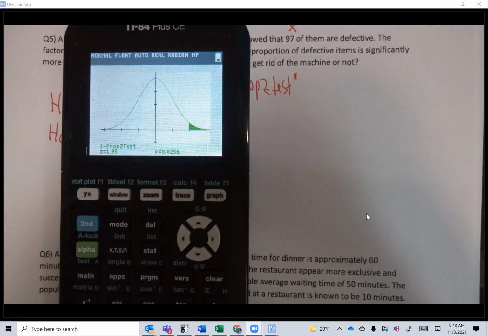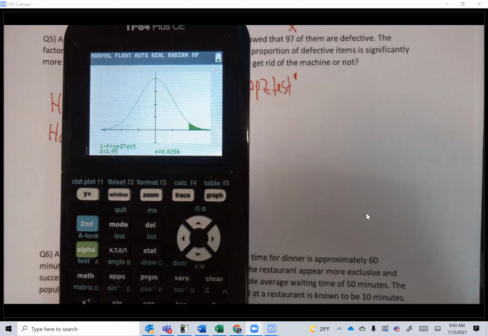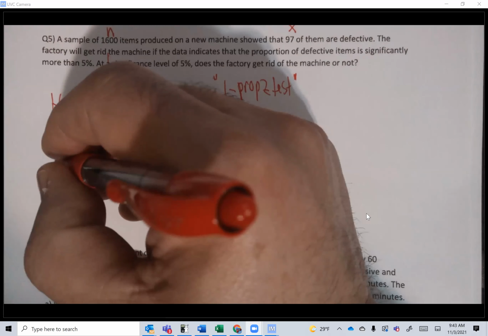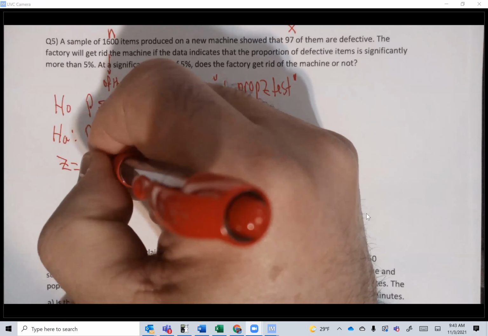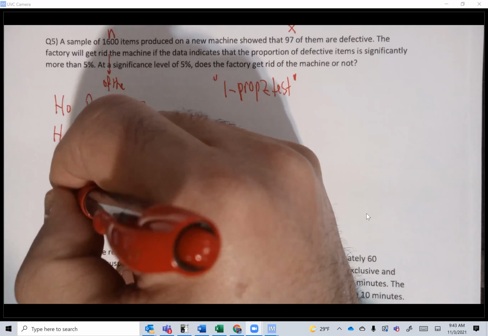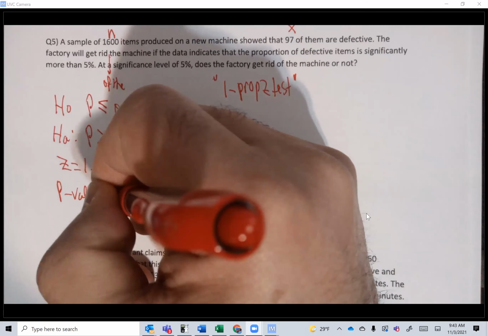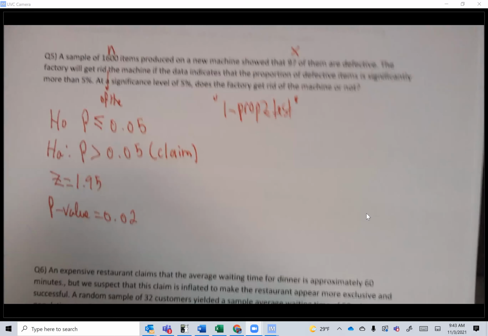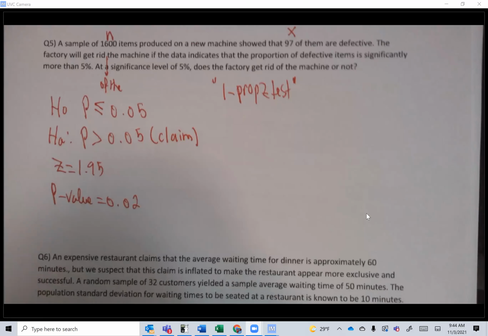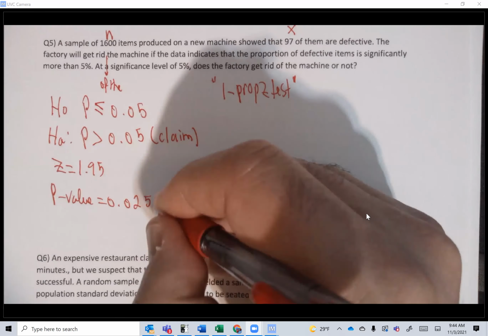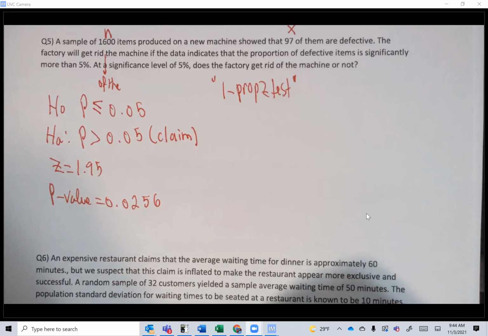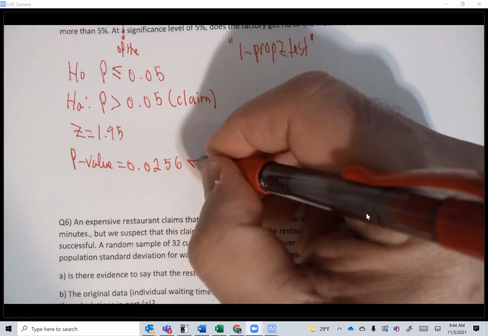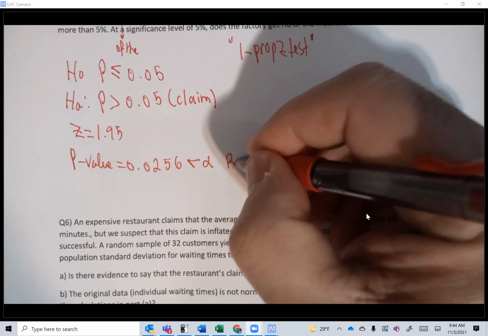So Z is 1.95, and p-value is 0.0256. Let's compare it with alpha. Alpha is 5%, guys. This is less than alpha, so we reject H0.